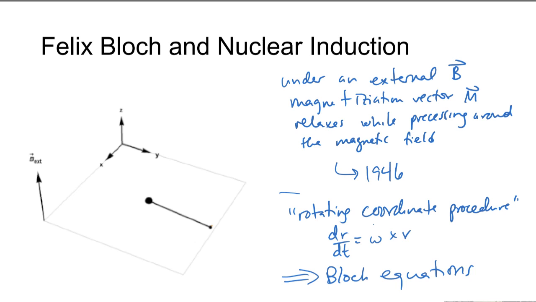I guess one thing I'll mention is that all this rotating coordinate procedure stuff led to the Bloch equations, and they're what's used to calculate magnetization as a function of time when relaxation processes are present. So these T1 and T2 times. And they're often referred to as the equations of motion for nuclear magnetization.